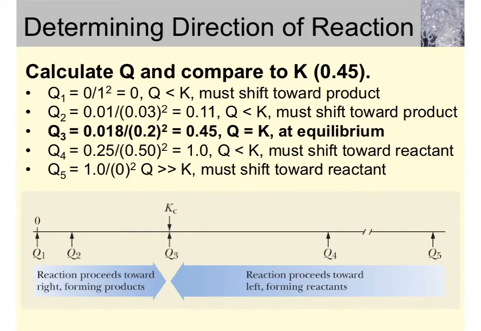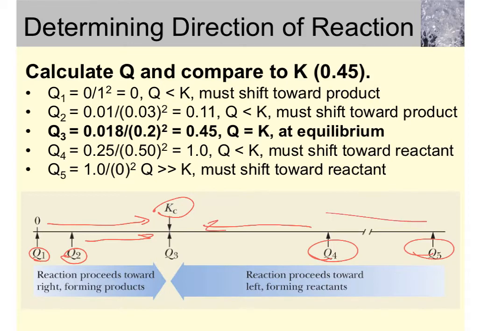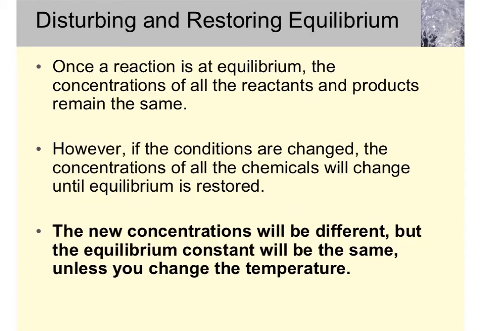This is just a follow-up slide to the previous slide. It walks you through each set of concentrations and figuring out which way the reaction has to shift. So just remember that any Q that is less than K, the reaction will have to shift right to reach equilibrium. Any Q that is larger than K will have to shift left to reach equilibrium.